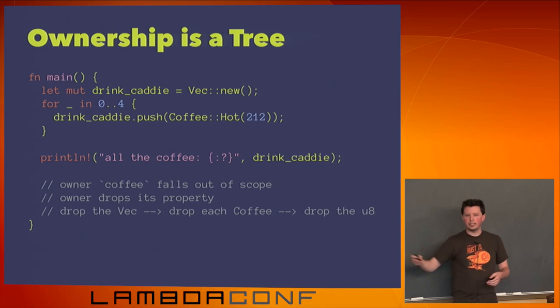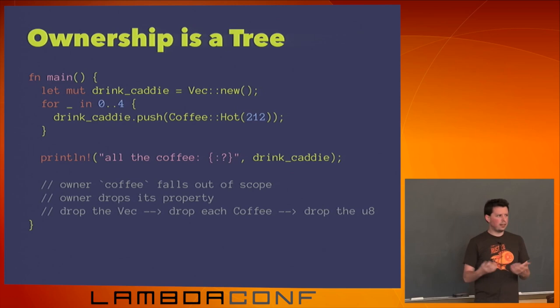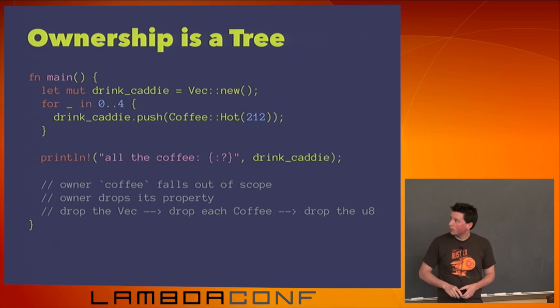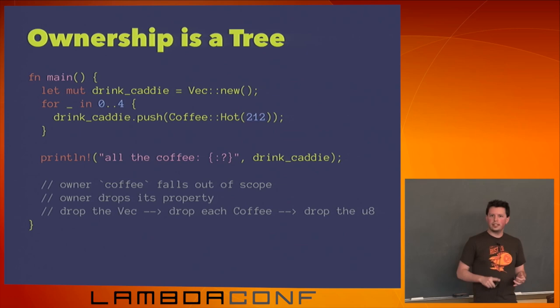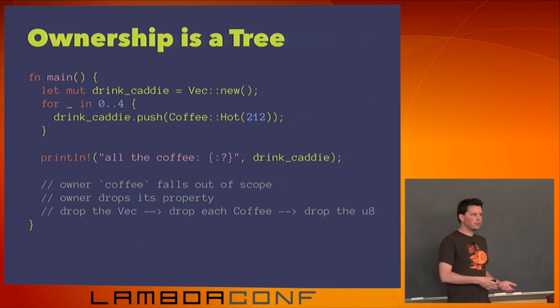Vectors are heap allocated, dynamically sized arrays. When we end up dropping our vector, we end up dropping each of the coffee enums, which in turn drops each of its temperatures in this example. This is that idea of responsibility, where if you own something, you're now the one thing responsible for cleaning it up. This solves all of our initialization and cleanup problems.